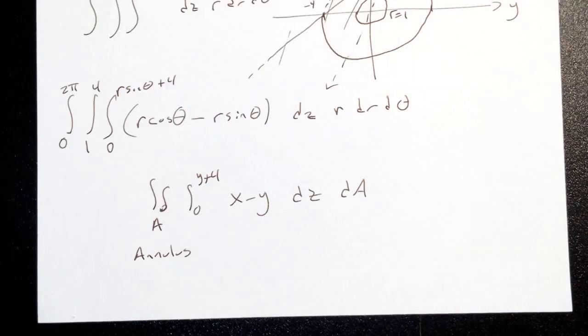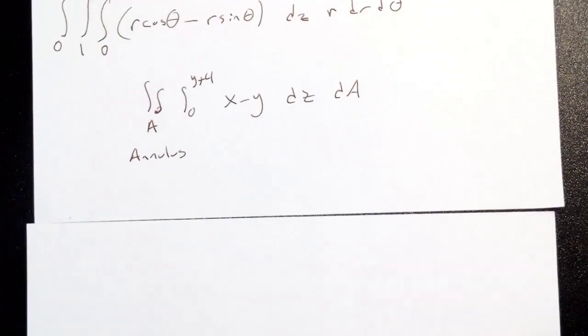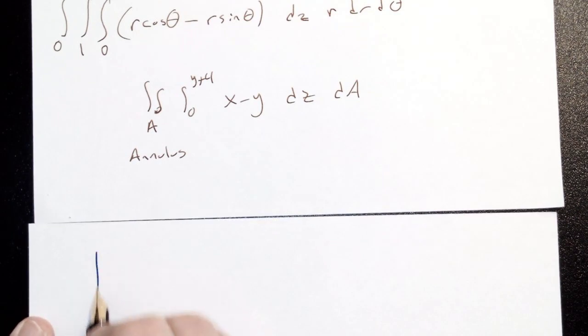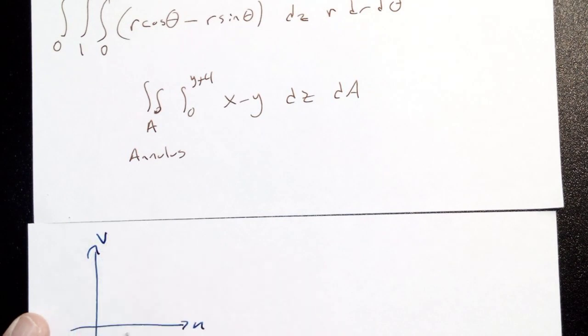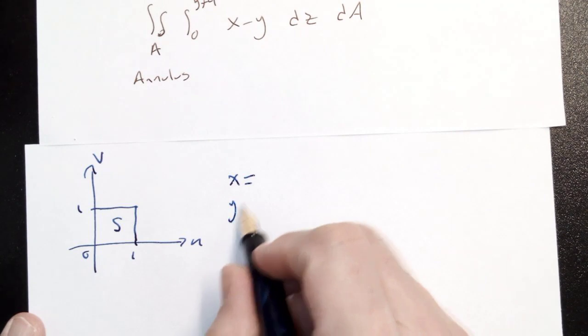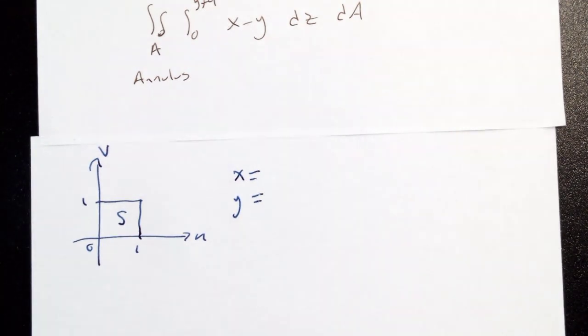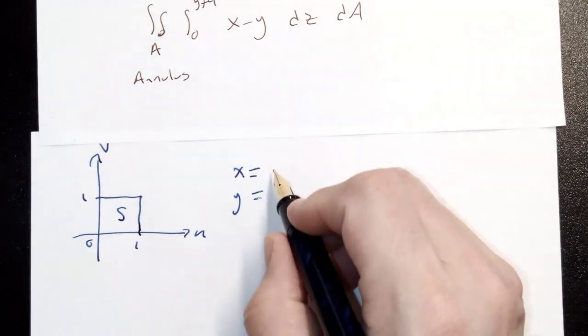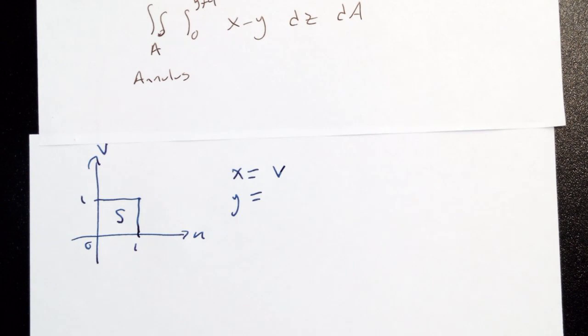Eight. 15, 9, 8. Find the image of the set. S is the square in U and V bounded by 0 and 1. And our transformation is x equals V, y equals U times 1 plus V squared.